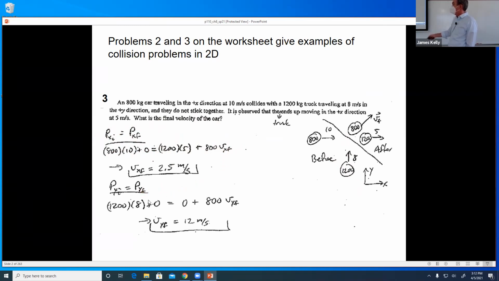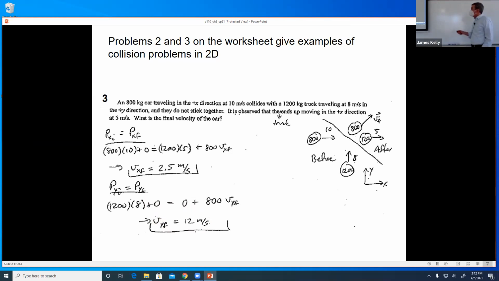Same thing happens with the y components. I just demand the initial total y component of momentum is equal to the final, and I can find the car's final y velocity component. Then we're asked for the velocity, which is a vector, but giving the components of a vector is a very complete way to do that.